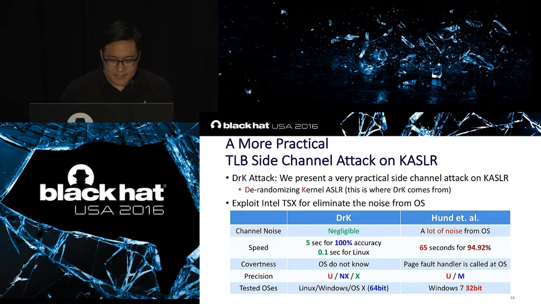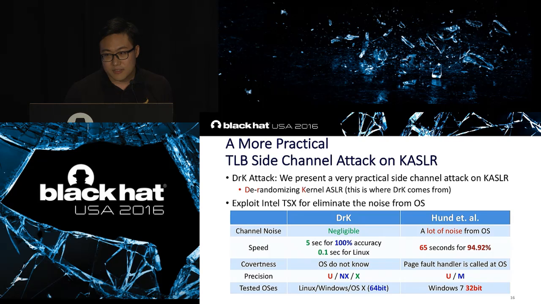On the next slide, I will present an attack called DRK. It comes from de-randomizing kernel ASLR, which made a prior timing side channel attack more practical. So in summary, DRK overcomes the noise of the prior attack and has better speed, like 5 seconds in Windows and 0.1 second in Linux, with 100% accuracy.